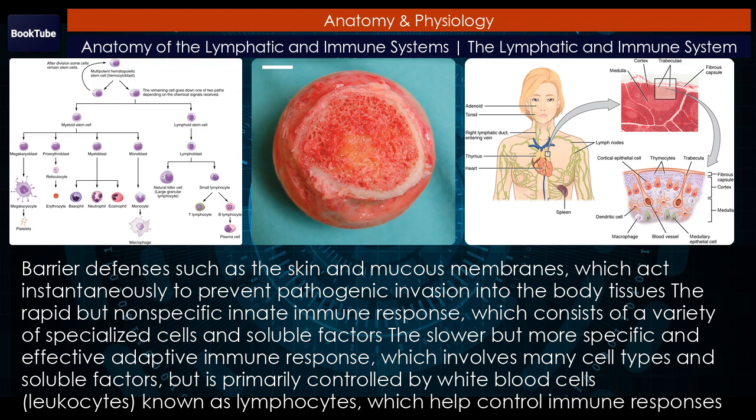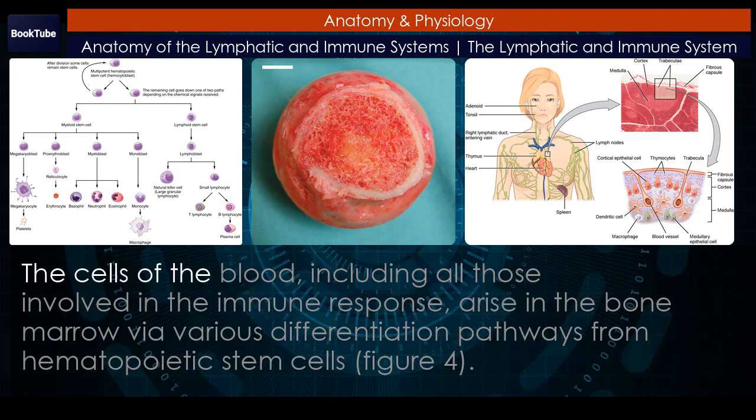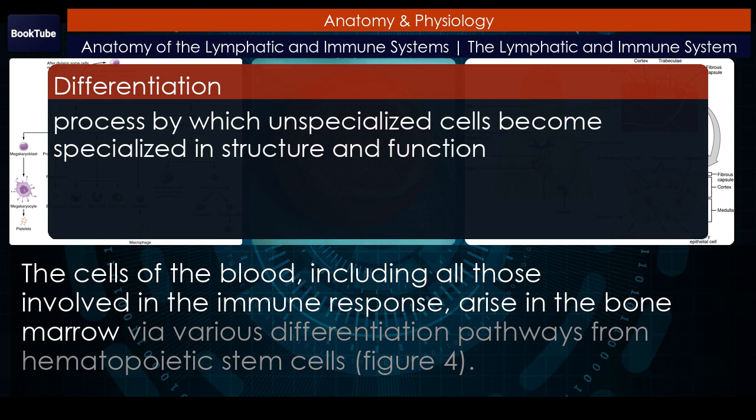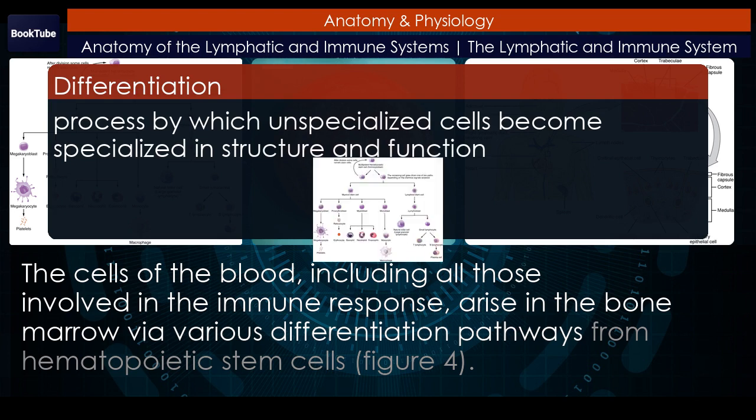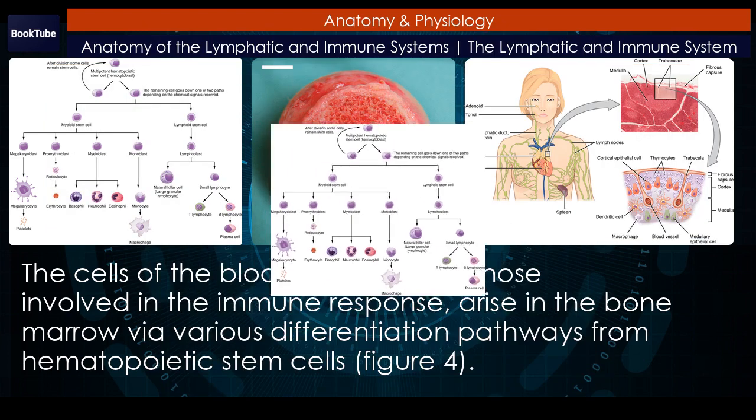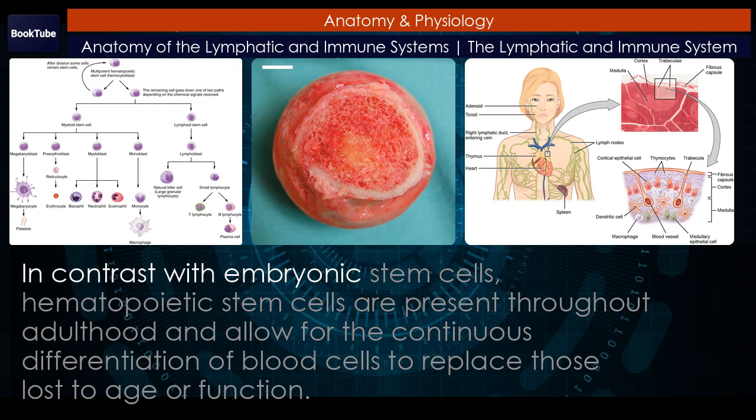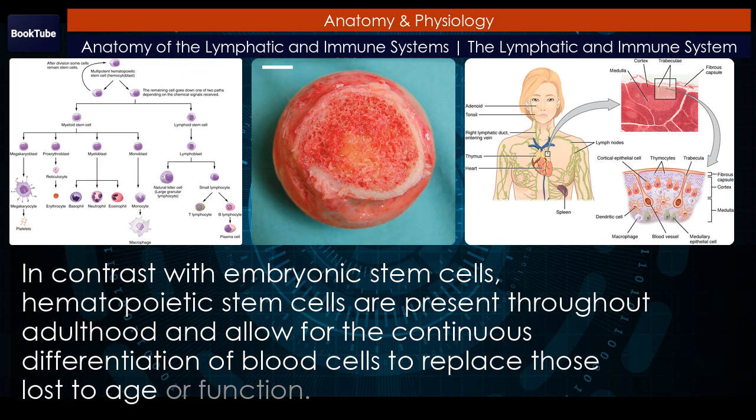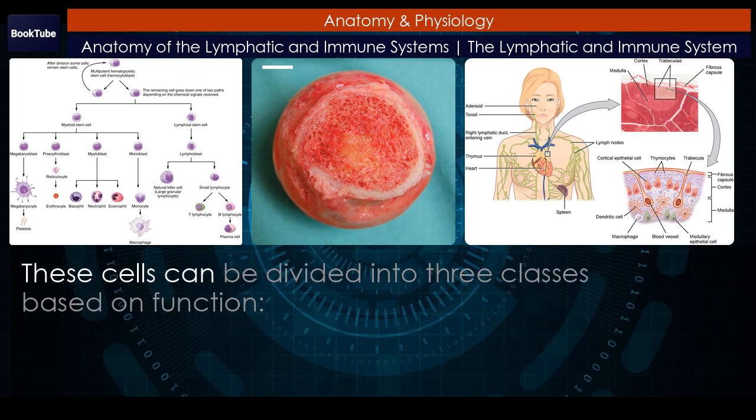immune responses. The cells of the blood, including all those involved in the immune response, arise in the bone marrow via various differentiation pathways from hematopoietic stem cells. Figure 4. In contrast with embryonic stem cells, hematopoietic stem cells are present throughout adulthood and allow for the continuous differentiation of blood cells to replace those lost to age or function. These cells can be divided into three classes based on function.